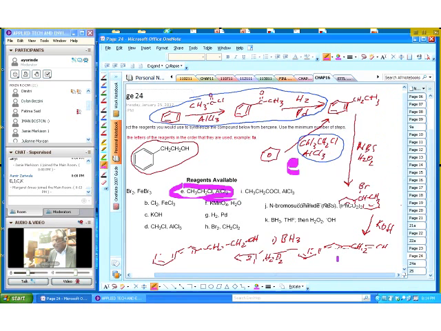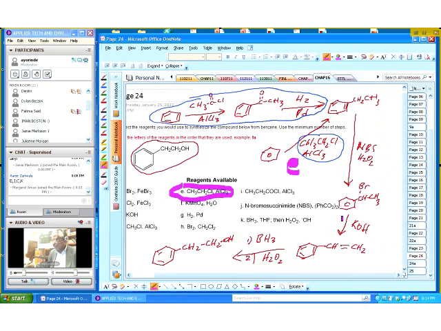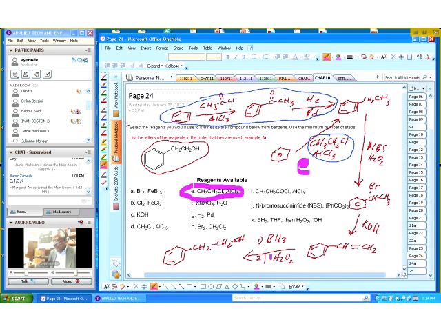Let's go to the next one. Do we have NBS with peroxide here? Let us see. Okay, yes, we do have it. By the way, this here is a peroxide. So we do have NBS with peroxide, and that is J.